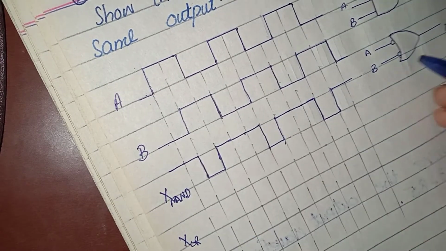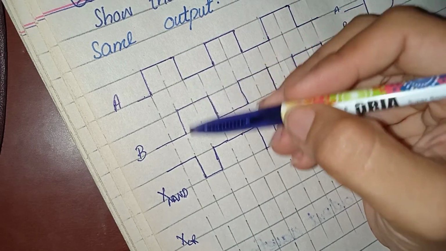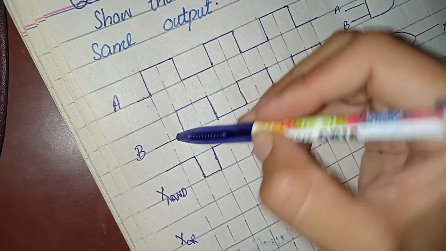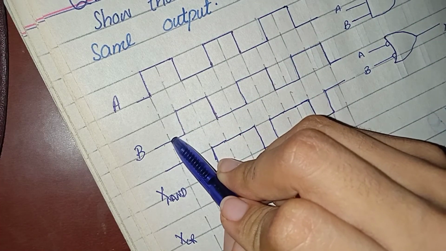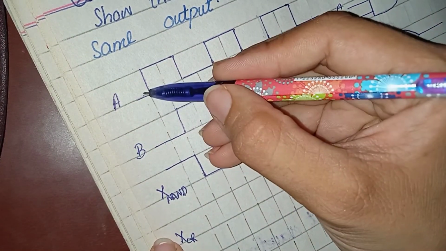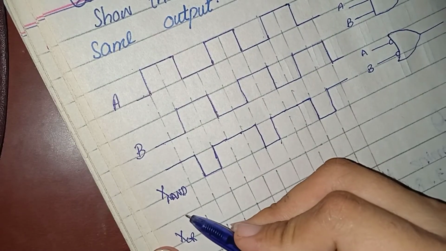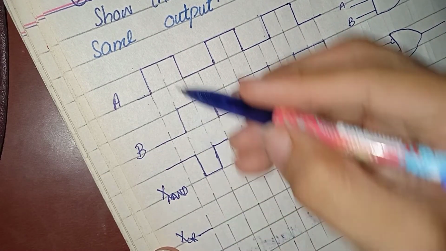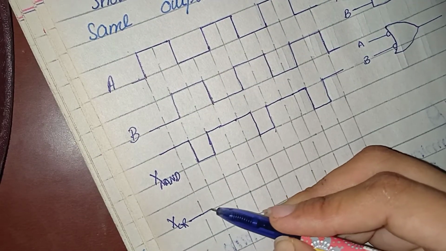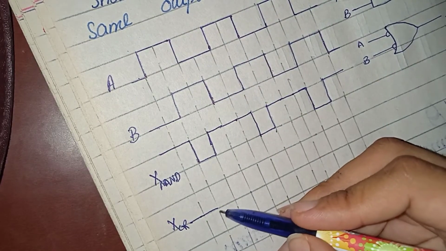For a negative OR gate output, we need at least one lower input from all the given inputs. We just need one lower input to get a higher output result. So let's start from here. As both are low, it means that we will get higher output. And here B is low, meaning we again get higher output. And here both are high, it means that we will get lower output.